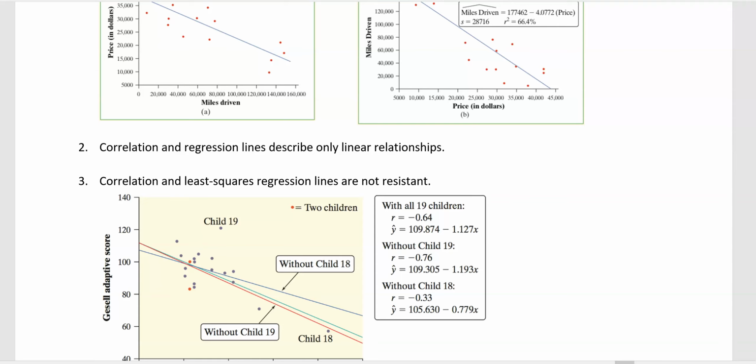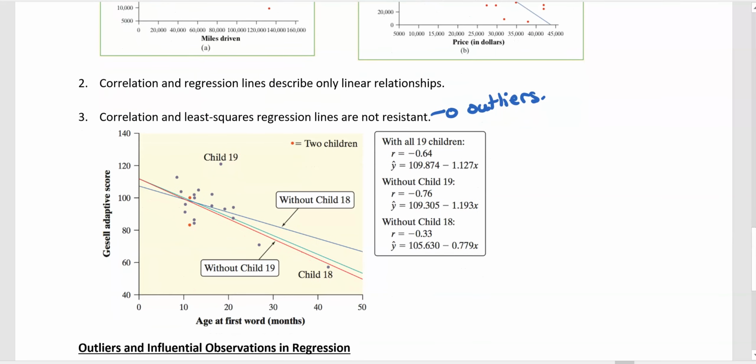The third one is that correlation and least squares regression lines are not resistant. We talked about resistance a while back in Unit 1, so it's been a minute. But when we're talking about resistant, we mean resistant to outliers. With these types of data sets, we can have outliers in two different directions: outliers in the x direction, and outliers in the y direction.